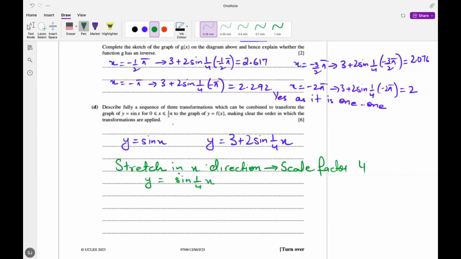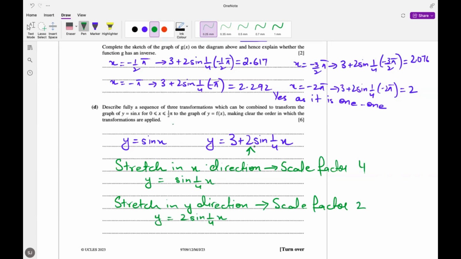Now applying a stretch in the y direction of 2 units. So now applying a stretch in the y direction and keeping the scale factor 2, this equation will become y equals 2 sine of 1 upon 4x.